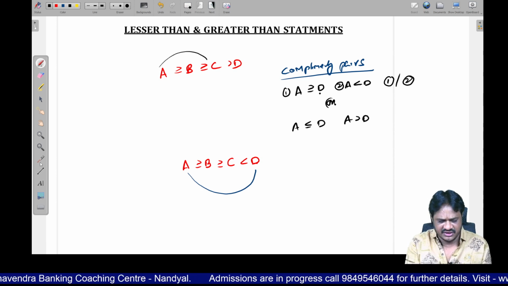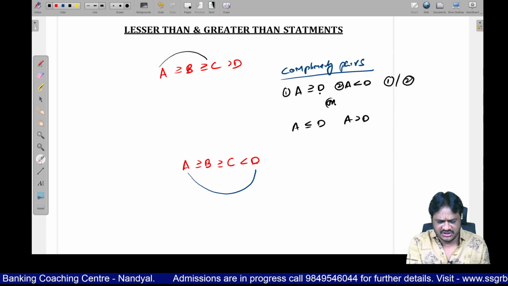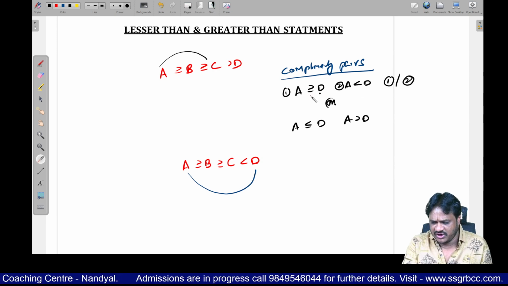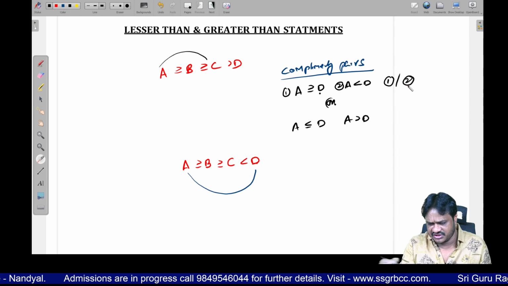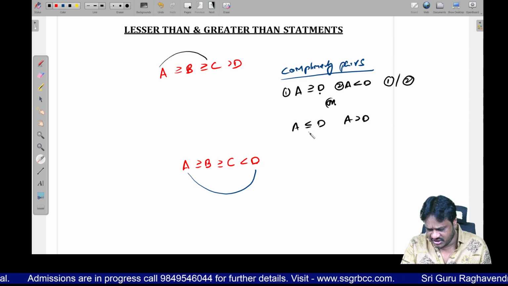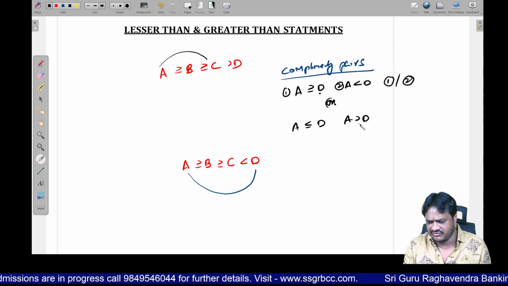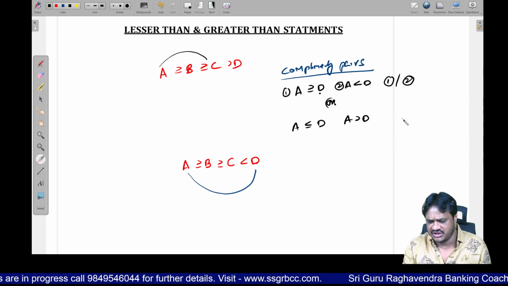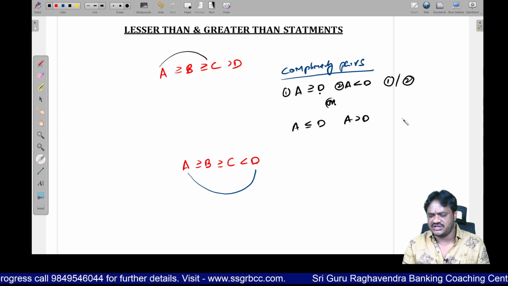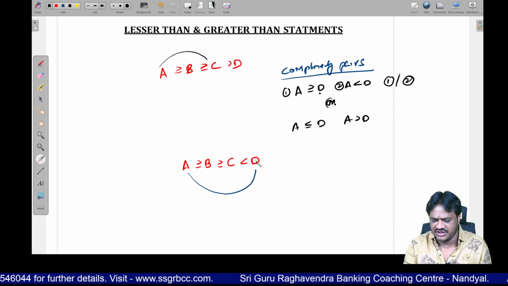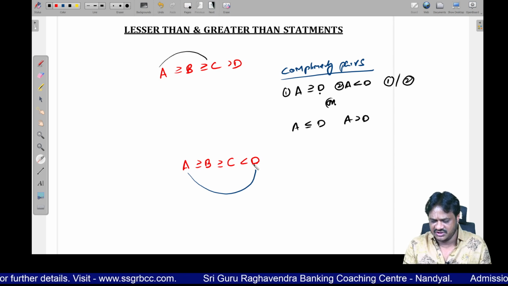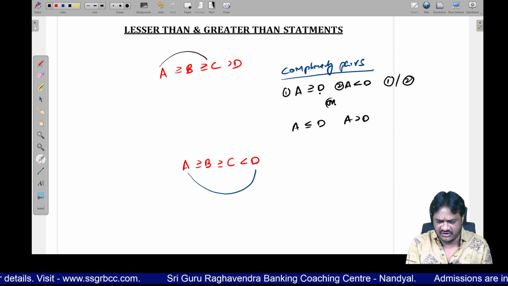Or else there is one more complementary pair: A less than or equal to D, A greater than D. That means if there is no relation between any two elements, and one greater than or equal to, one less than is given, then our answer is either 1 or 2. Or one less than or equal to given or one greater than given, then also our answer is either 1 or 2. So these are called complementary pairs. The complementary pairs will come when there is no relation between any two elements. So then only we have to take the concept of complementary pair.